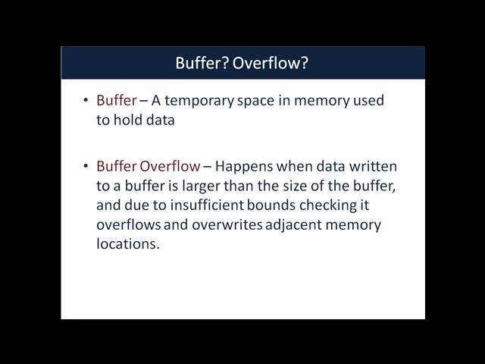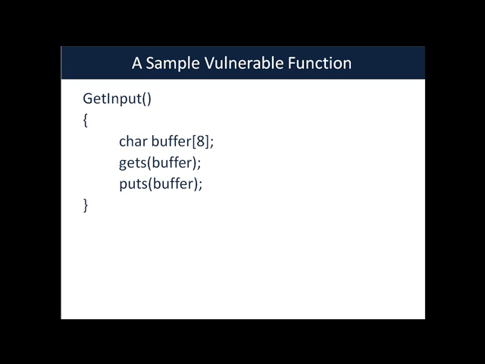Now let's understand buffer overflows in a slightly more in-depth manner. Let's take a sample vulnerable function called getInput, where we have defined a character buffer of size 8 bytes. Then we use the gets function to get user input to fill this buffer up with a string. And then we once again print the string onto stdout. So exactly what is the vulnerable code here?